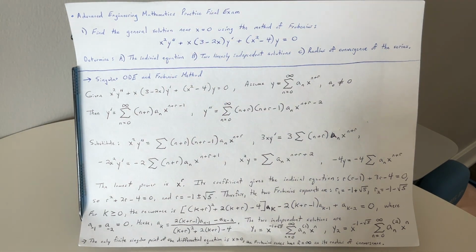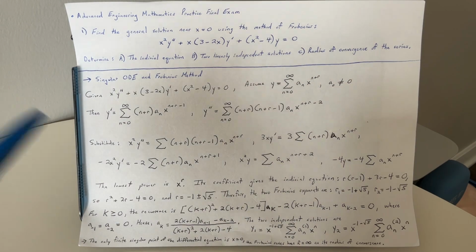So we're going to assume that y equals the sum from n equals 0 to infinity a sub n x to the n plus r, where a naught does not equal 0. So from there we could say that taking the derivative, y prime equals the sum from n equals 0 to infinity n plus r, a sub n x to the n plus r minus 1. And then y double prime equals the sum from n equals 0 to infinity, quantity n plus r times the quantity n plus r minus 1, a sub n times x to the n plus r minus 2.